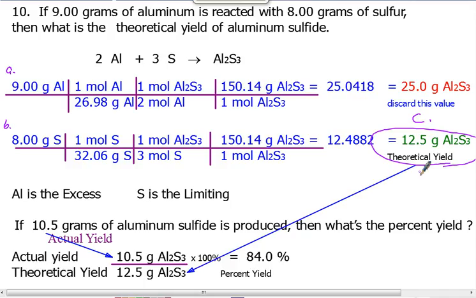Because you hit 12.5, what did you just run out of? Sulfur, right? It's all gone once you hit 12.5. Do you have leftover aluminum? Sure do. You could figure it out. It's not too bad. You have 6.5 grams of leftover aluminum. How did I figure that out? That's a good question. I like that you keep asking those questions.